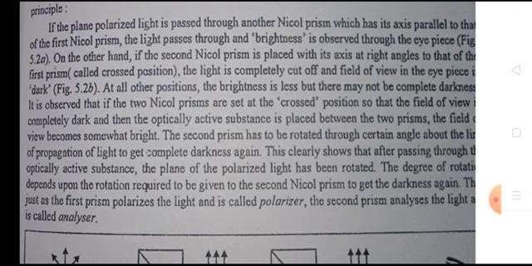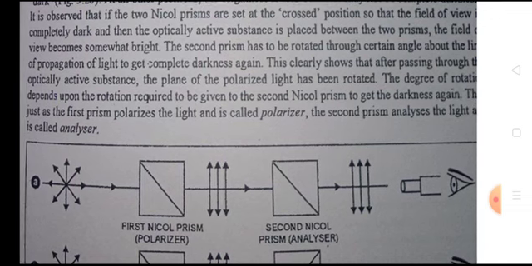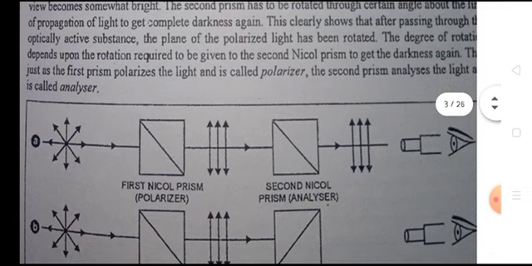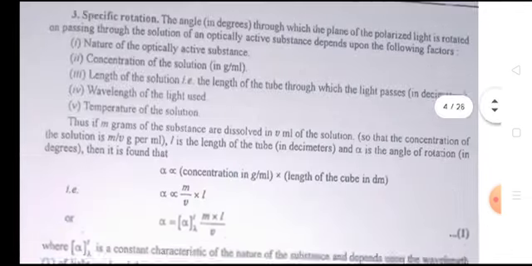It is observed that if two nicol prisms are set at the crossed position so that the field of view is completely dark, and then the optically active substance is placed between the two prisms, the field of view becomes somewhat bright. This clearly shows that after passing through the optically active substance, the plane of polarized light has been rotated. The degree of rotation depends upon the rotation required to give the second nicol prism to get the darkness again. Just as the first prism polarizes the light and is called the polarizer, the second prism analyzes the light and is called the analyzer.